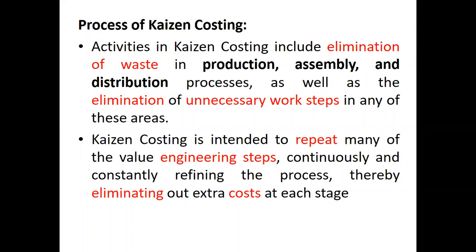Now, see the process of Kaizen costing. So Kaizen costing में क्या है? These are the activities in Kaizen costing: elimination of waste in production, assembly, and distribution processes, along with elimination of unnecessary work steps and unnecessary activities, which will also help to reduce the cost. Kaizen costing is intended to repeat many of the value engineering steps.